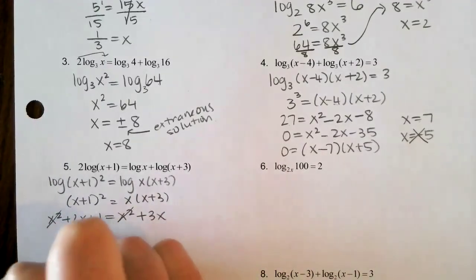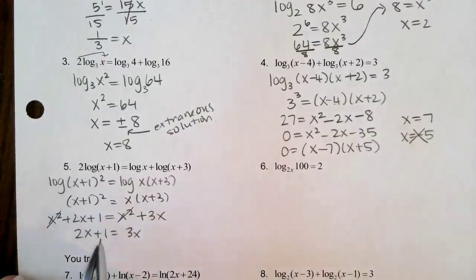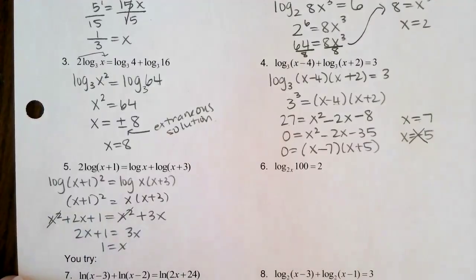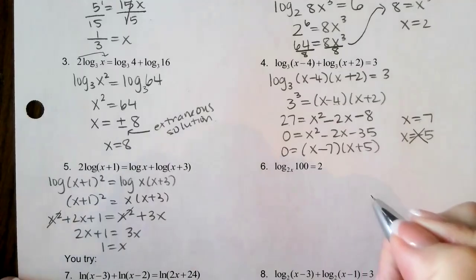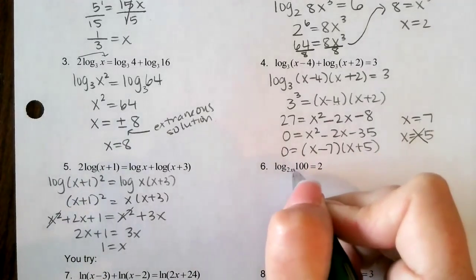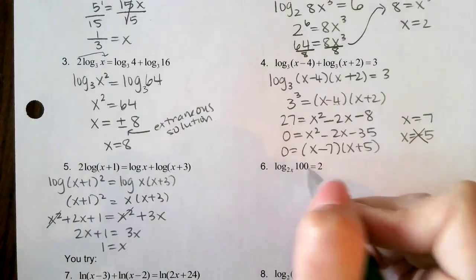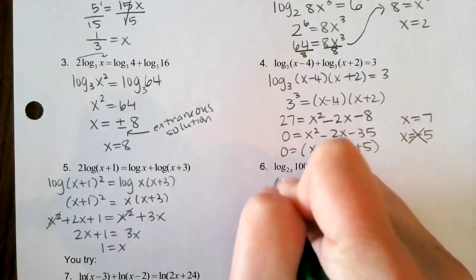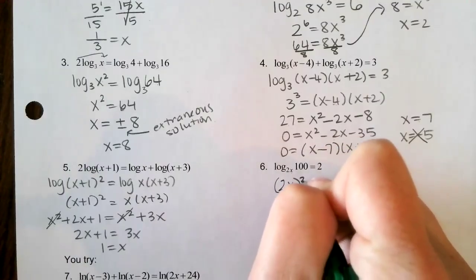So I've got 2x plus 1 is equal to 3x. I subtract the 2x, and I get 1 is equal to x. All right, our next one here. This is a very basic one. I'm just looking for the x in the base. I already only have one log, so I can go ahead and take that to our exponential form.